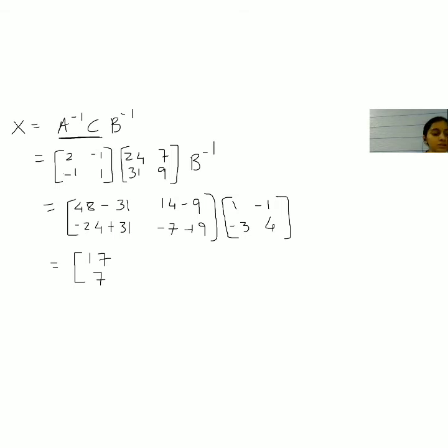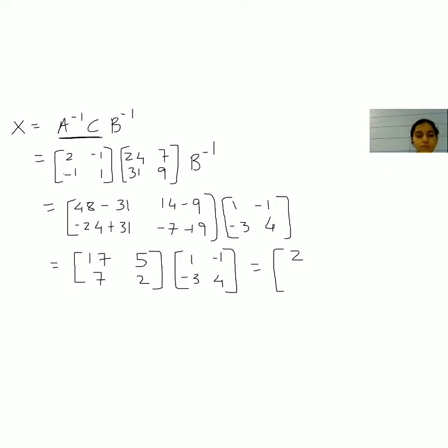Then 14 minus 9 is 5. And minus 7 plus 2 is 2. Multiply it. 1 minus 1 minus 3 and 4. What is the answer for this multiplication? 17 minus 15. So that is 3. Sorry, 17 minus 15 is 2.